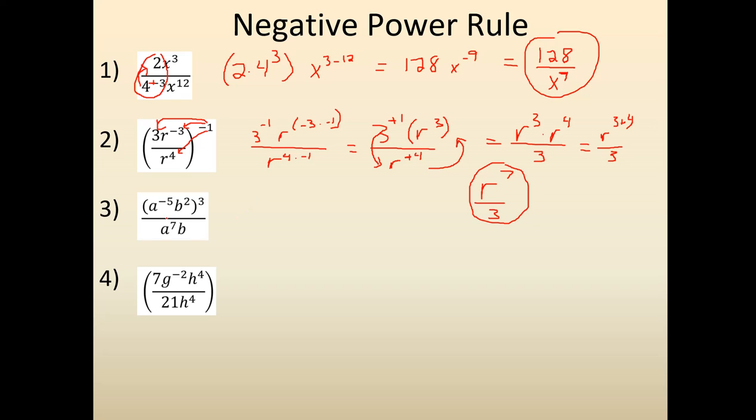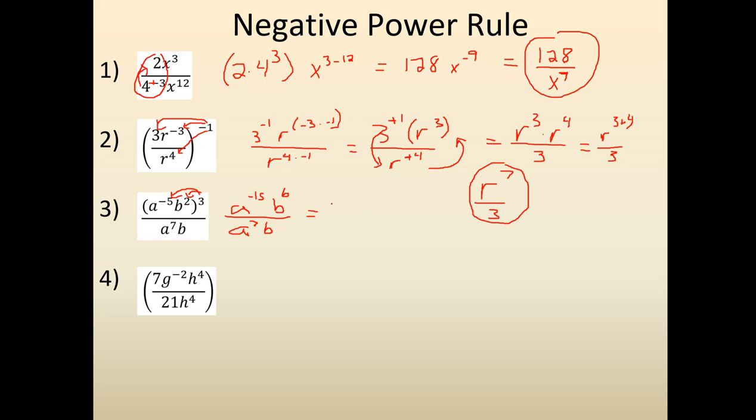All right. This third problem, once again, we're going to take all these and distribute to each of these terms. I'm not going to touch the numbers in the denominator because the exponent is only attached to these. So I get a to the negative 15th, since negative 5 times 3 is negative 15. B to the 2 times 3, which is 6, divided by a to the 7th, divided by b.